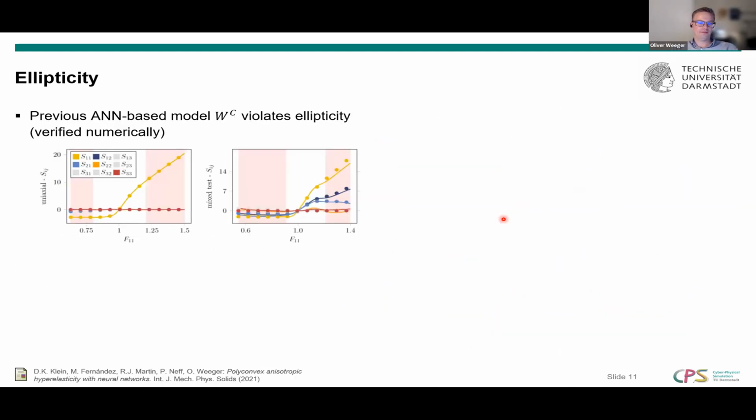However, this model is not elliptic, and this is something that we can only verify numerically. So we took the predictions and computed the gradients, and we verified numerically whether they fulfill the ellipticity condition or not. We noticed that in some range away from identity, it violates the ellipticity condition, and this would be not good when you do a finite element analysis, because this might lead to your nonlinear finite element analysis not converging.